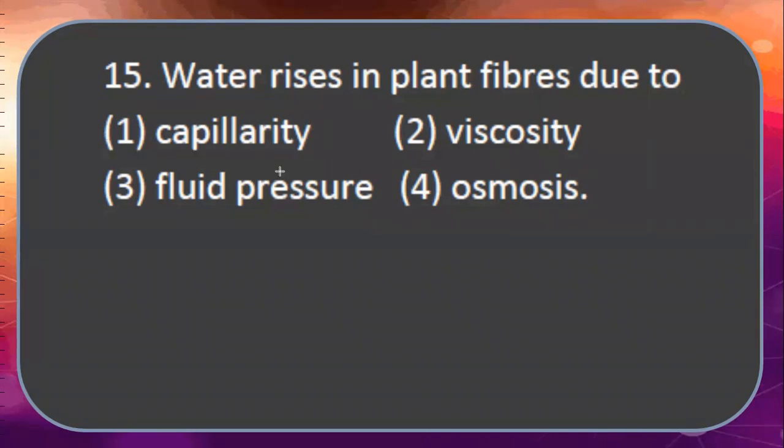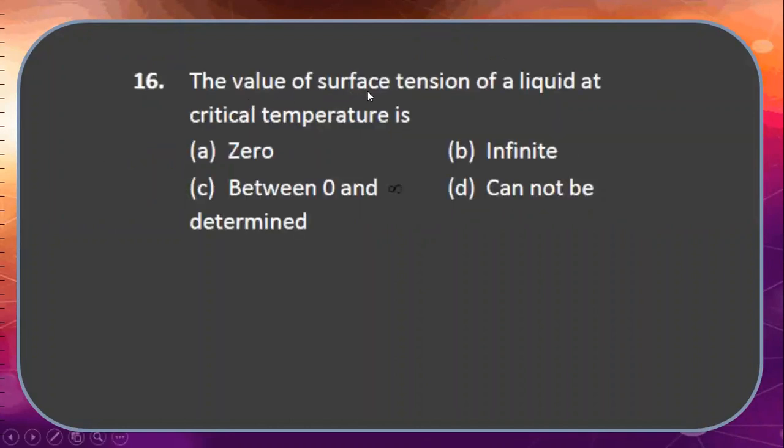Next one. The value of surface tension of a liquid at the critical temperature is 0. At the critical temperature, the value of surface tension will be 0.